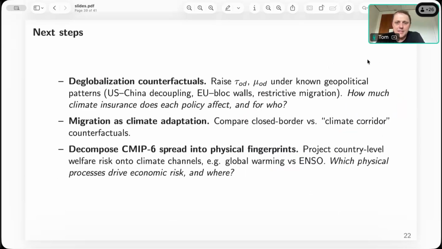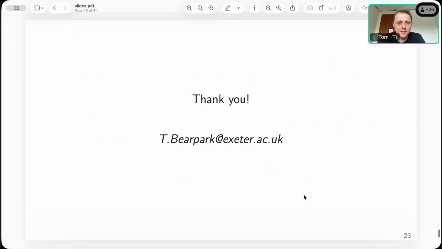This paper is definitely not done. We're almost just getting started, really. The next steps that we're really interested in considering are the impacts of different trade and migration policies on uncertainty about climate impacts. And we'd also like to think about what drives uncertainty in the climate and try and project country level welfare risk onto different climate channels. So uncertainty about global warming, the low frequency drivers versus the higher frequency drivers. So yeah, that's all I had to say.